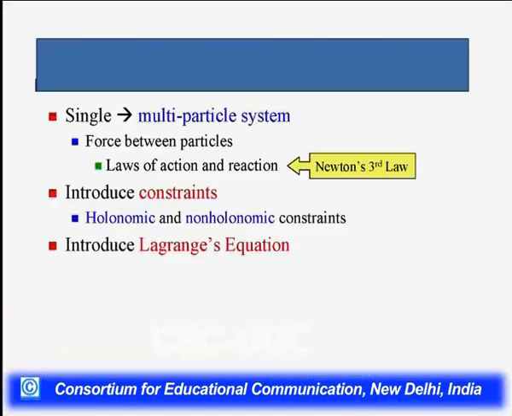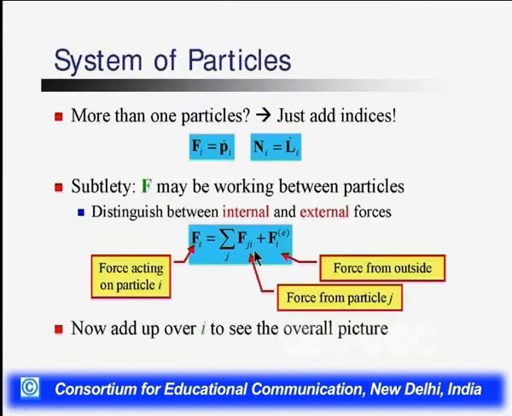Now, up to now we have discussed the single particle. Now a multiple particle system and its constraints we will discuss. For the multi-particle system, we define the force between the particles and then the law of action and reaction, that is Newton's third law. And we introduce the constraints, holonomic and non-holonomic constraints, and then we discuss the Lagrangian equation for this multi-particle system.